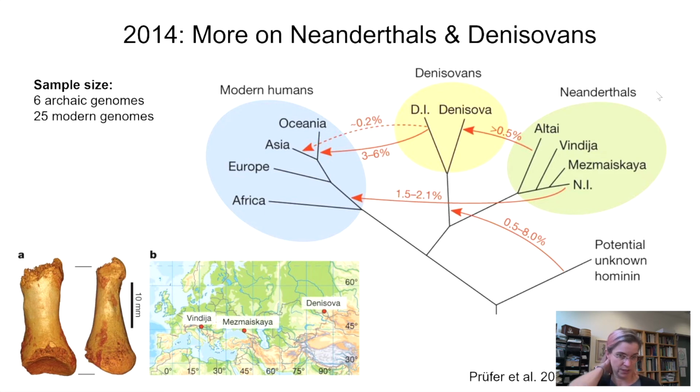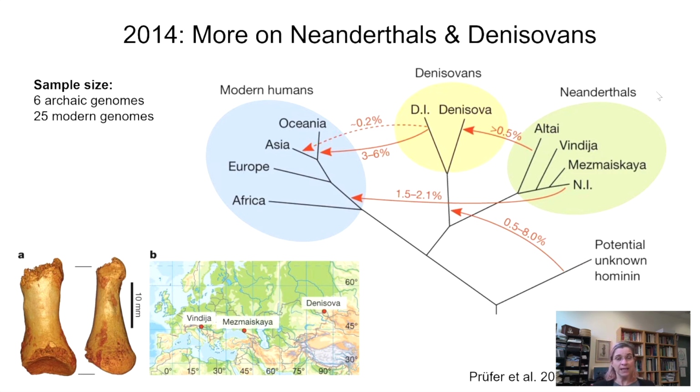Let's add some more data into this. In 2014, we had more Neanderthal and Denisovan data analyzed. Here they looked at 6 archaic genomes, so they're looking at nuclear DNA now, and 25 modern genomes. So this is more than just the mitochondrial DNA sequence you were just looking at.